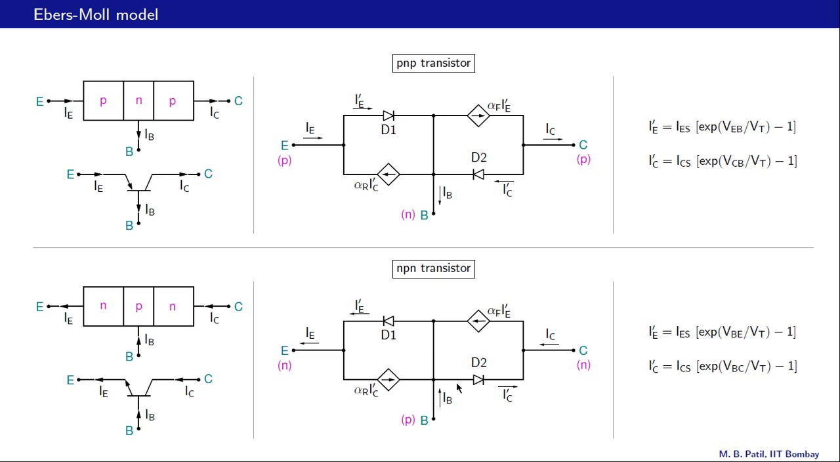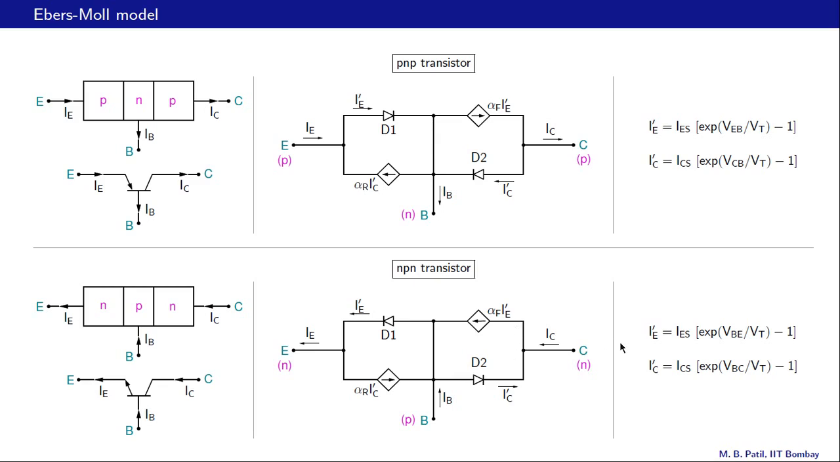Similarly, IC prime is in that direction, because that is the direction in which the current will flow if D2 is under forward bias. And the other current controlled current source also is in the same direction as IC prime. And what about the base current? The base current can be obtained once again by writing the KCL equation at this node. These two nodes of course are the same, and so are these two.